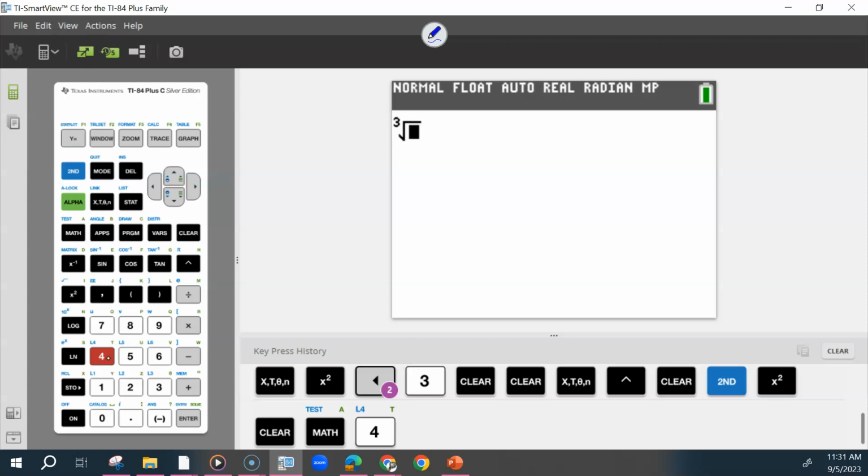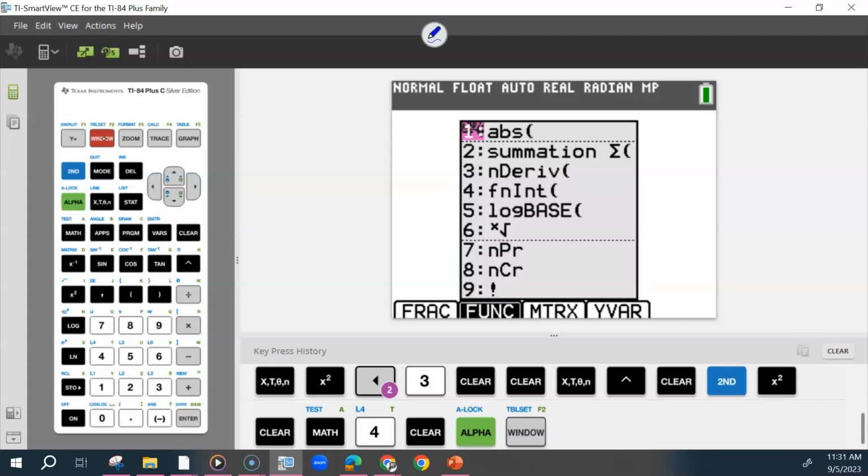We'll do a couple more things. I'm going to clear this out. If you want absolute value, you're going to go alpha window. Alpha window for absolute value, and it's that first one.